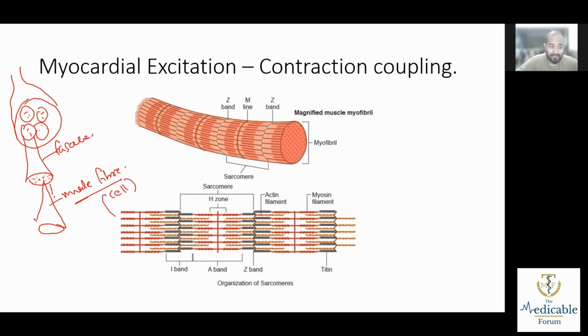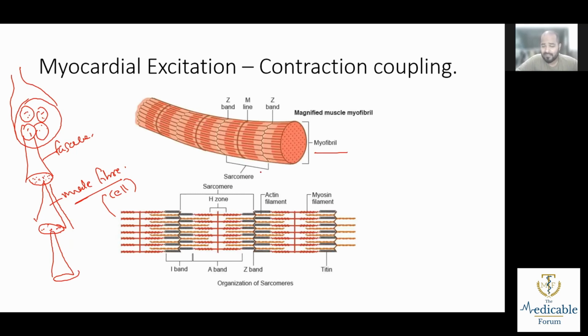It is surrounded by a membrane which is called the sarcolemmal membrane, which I'll be talking about later. And these muscle fibers have fibrils. If you take a fibril out, this is the myofibril. And this myofibril has a lot of filaments.